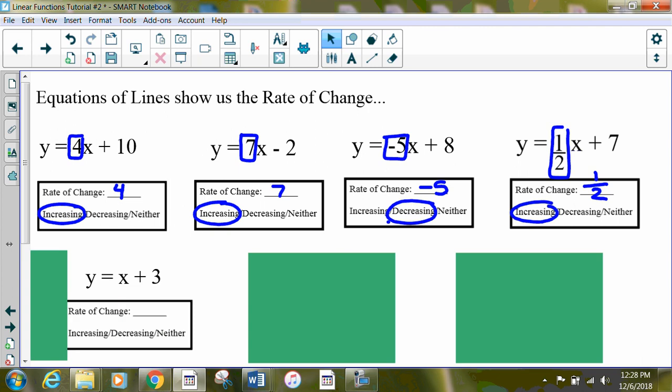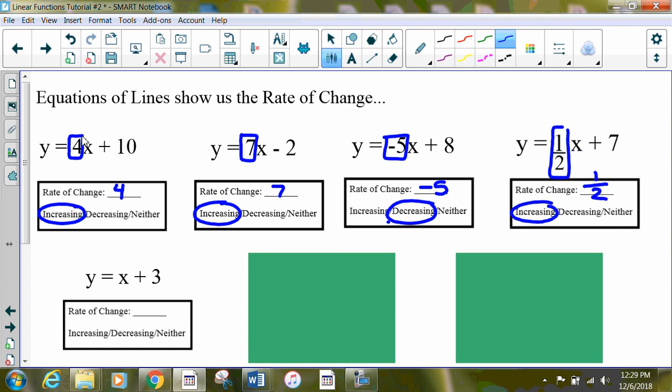All right, on your next sheet, go ahead and write down y equals x plus 3. You'll notice that we always have been putting a box around the number in front of the x. And we're like, oh no, there's no number. What do we do? When there's no number in front of something, we have to ask ourselves, how many x's are there? Over here, when we saw the 4, we said there's 4 x's, 7 x's. Here, there's nothing, but we do see 1 x.